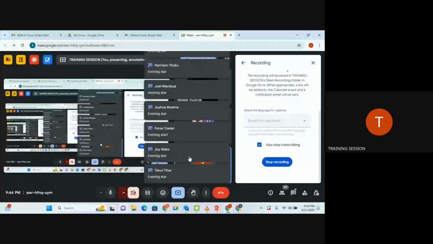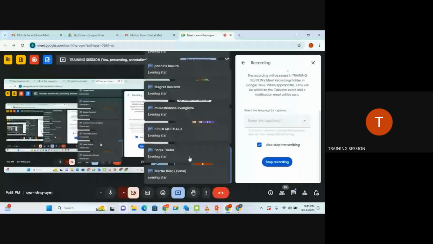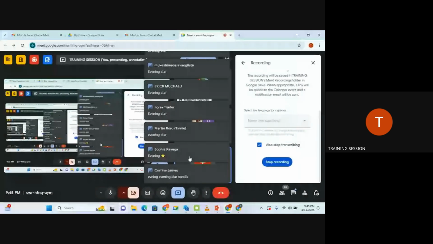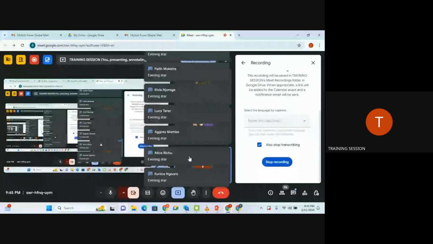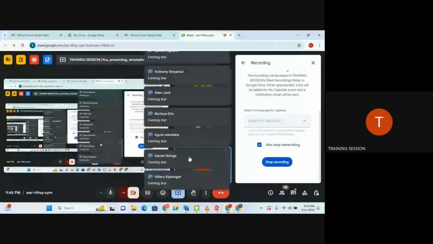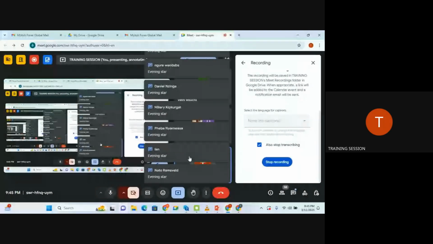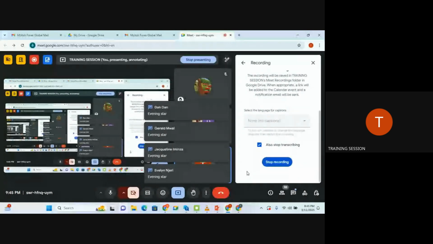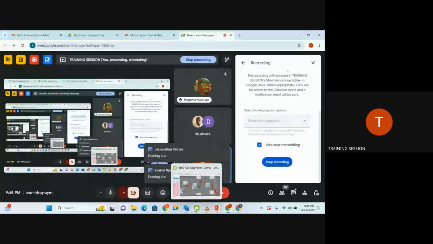It's okay, sir. Evening Star, Tanui, Evening Star, James, Evening Star, Fenina, Margaret Bosire, Mukeshi Evangelista, Evening Star, Eric Muchalu, Forex Trader, Martin Boro, Sophia Kayega, Corinne James, Julius Tobes, Faith Kamarkaina, Lucy Terrell. Evening Star, Anthony Kinjanyu. Anthony, I've been seeing you. You've been attending almost all our classes. That is the spirit of a trader. Keep following. After a very short time, you realize that you are becoming a very, very good trader. It only takes consistency.